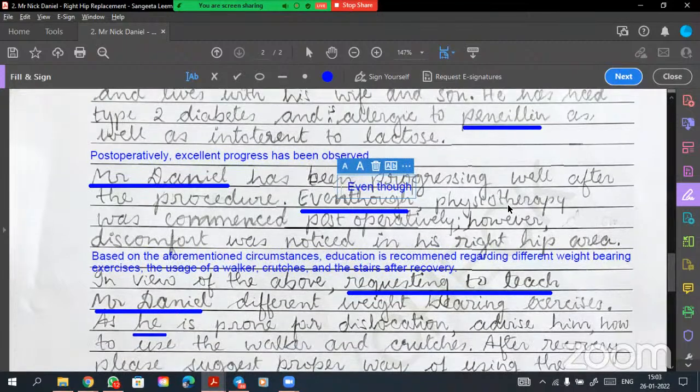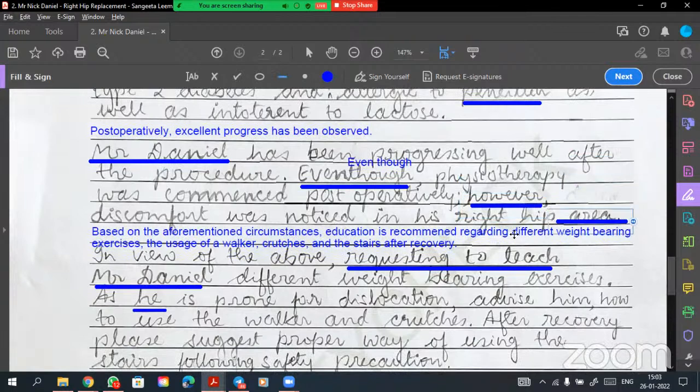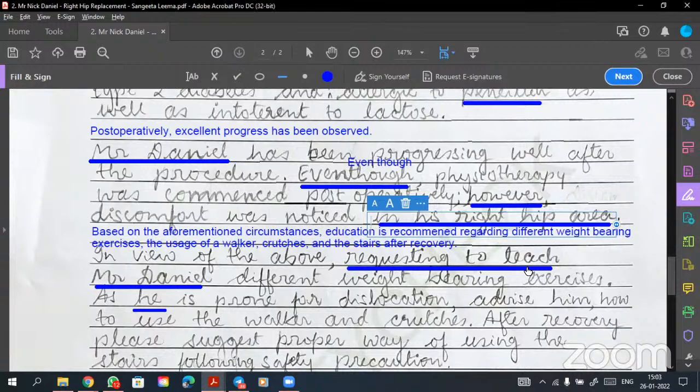Even though physiotherapy was commenced, no need for a comma after even though. Even though physiotherapy was commenced, post-operatively, however, when you used even though, why are you using however? So use any one, even though or however, any one is enough. Discomfort was noticed in his right hip area. Again, why right hip area? How many times do you want to say? Why do you want to say right hip, right hip, right hip many times? Be very careful. You are duplicating words, that is the problem. Unnecessarily repeating the words.